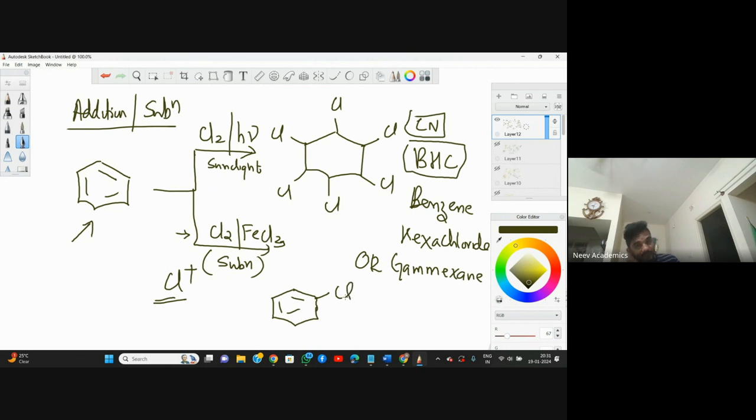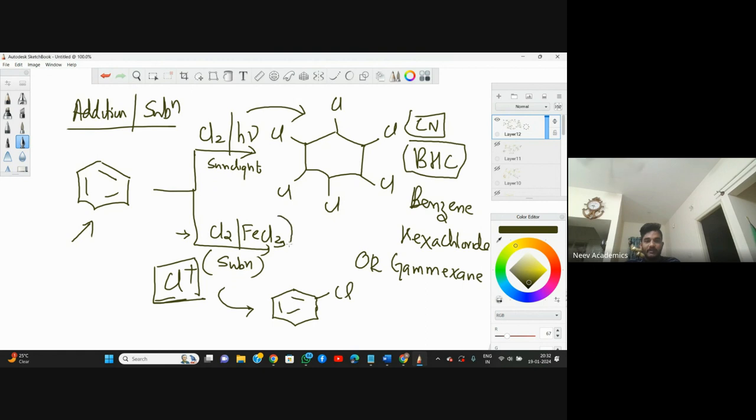These two reactions are very important. The first one is actually a kind of addition reaction, and this one is an electrophilic substitution reaction. Our electrophile is Cl plus over here. I have discussed this here because these are very important reactions. They look almost similar, chlorination we are doing, but the reaction conditions differ.